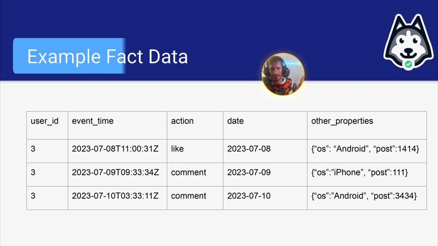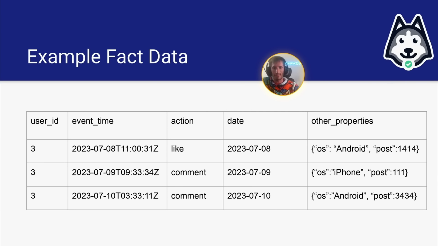Okay, so this is what a fact schema might look like, where you have a user ID, a timestamp, the action that they took, the date partition, and then there might be other properties. For example, here it's I made a like on this post on an Android phone at this time, and then here's I commented on this post on an iPhone at this time.